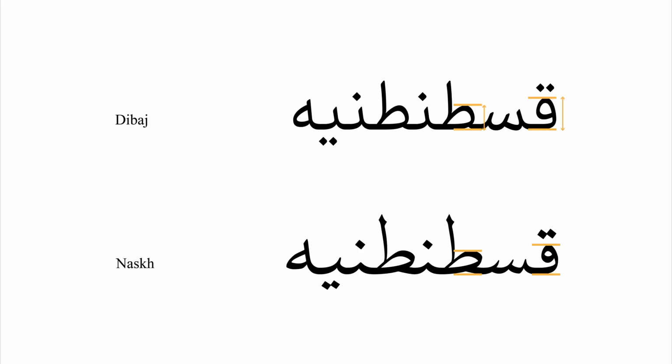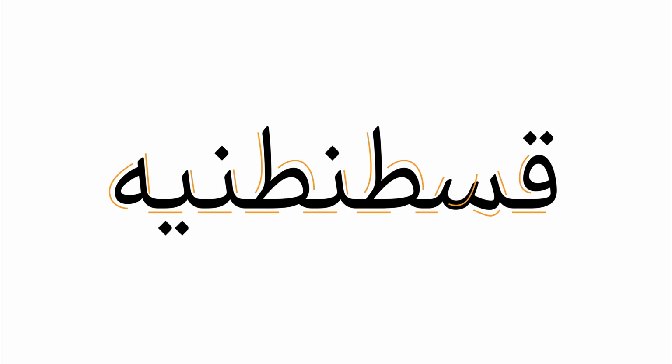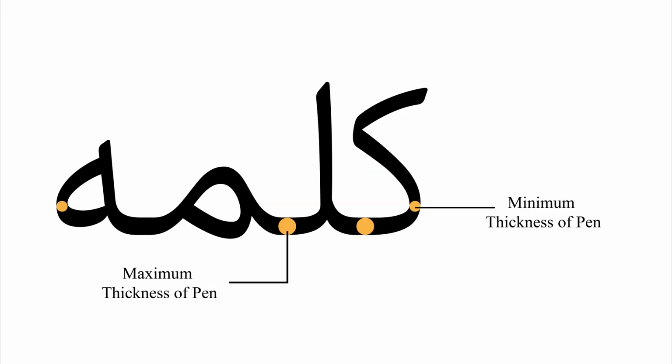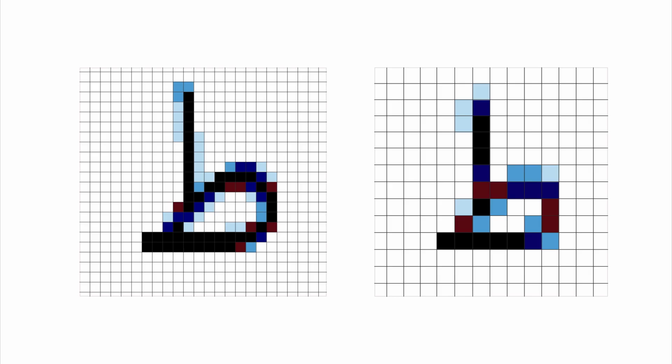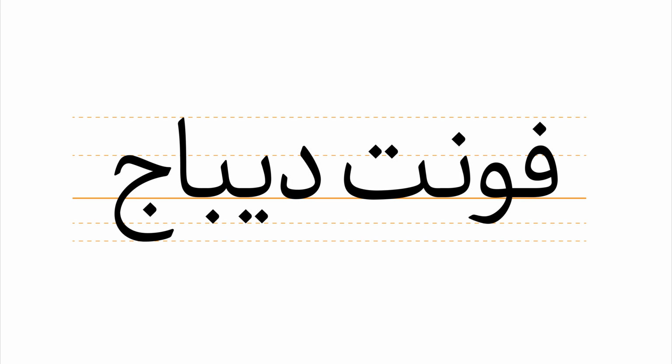And we can see the exaggeration in the vertical axis of the letters in Dibaj. There is a balanced ratio of the direct movement of the pen and the circular movements. And in terms of thickness, in addition to maintaining a low contrast between the maximum and minimum thickness of the pen, it is still readable against the pixel structures. In Dibaj font, all 5 baselines of Arabic scripts are applied, and this makes the right proportion between the size of the letters and easier movement of the audience's eyes on the lines.